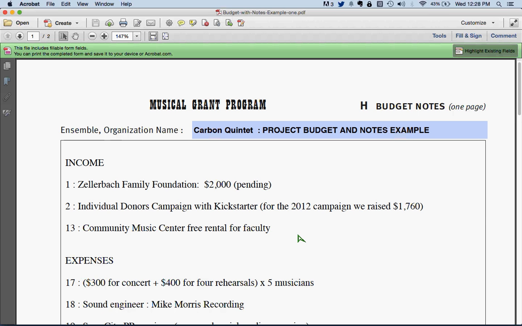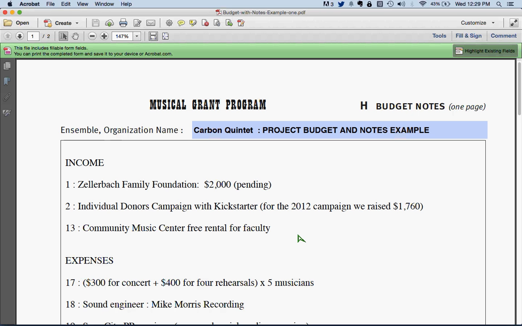Under the line item for individuals, they're talking about doing a Kickstarter campaign. And I believe on their budget they said that they were going to get $2,000 from Kickstarter. In order to justify that, they have said that for their previous campaign, they raised $1,760. So that gives us an indication that what they're projecting for individual donations is pretty reasonable, because it's pretty close to what they've gotten previously.